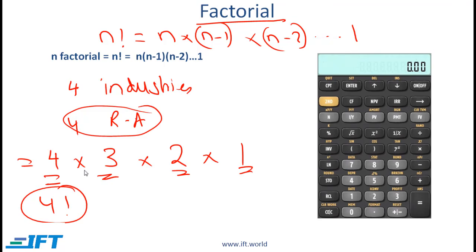And just to hammer this in, 4 factorial would be 4 into 3, which is 12. 12 times 2 is 24. Once you've understood the concept, you can simply use the factorial button on the calculator, which is right here. So to calculate 4 factorial on your calculator, you simply type in 4, second, and then this factorial over here.